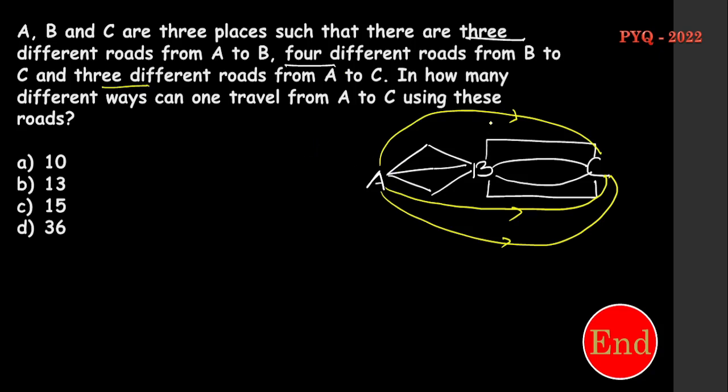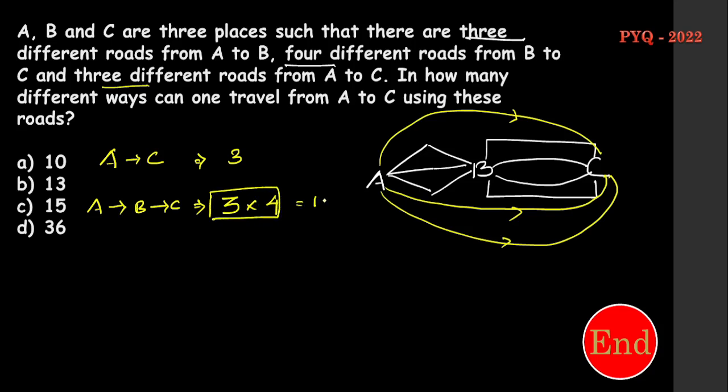A to C. First of all, the direct road. Direct A to C, the direct road is 3. Then A to B, then B to C, this is also a way we can use. So from A to B we had 3 different ways and B to C we had 4 different ways. So 3 times 4, that is 12. So the answer is 12 plus 3, that is 15. So there are 15 ways we can start from A and reach destination C. 15 is the right answer.